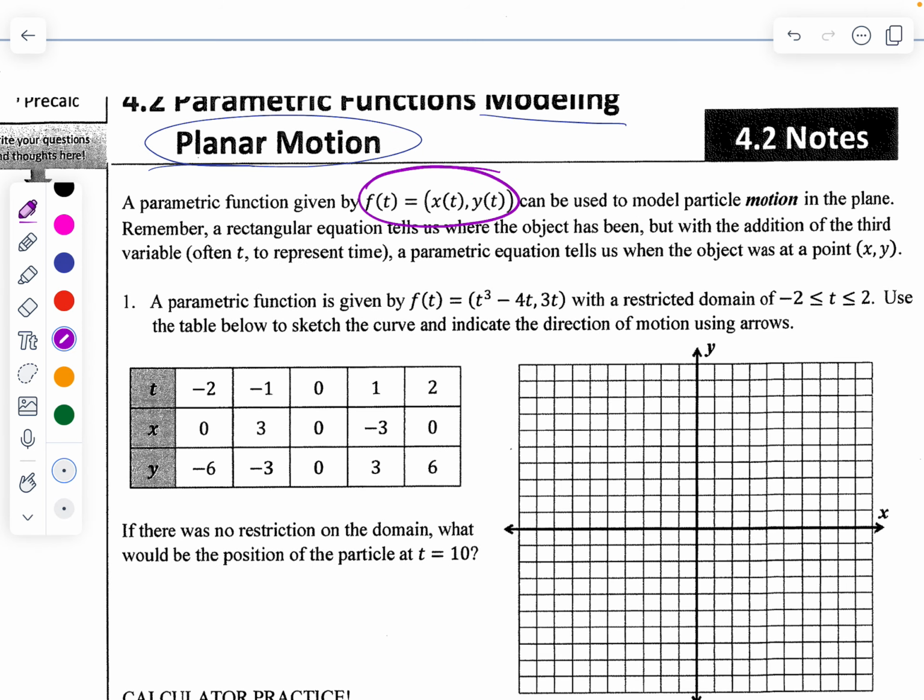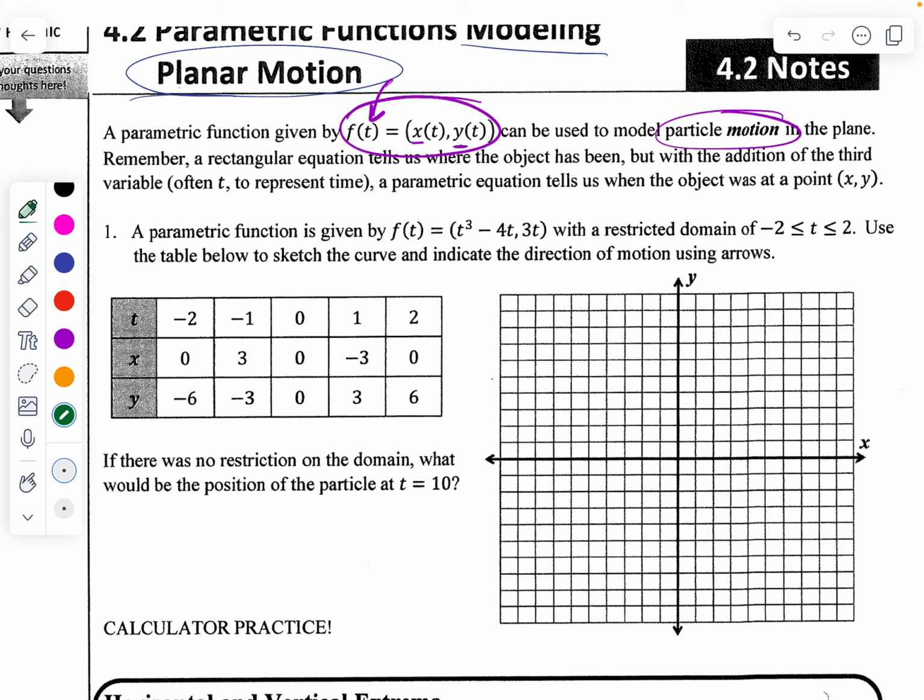So remember, just like you learned yesterday, we have parametric equations where t is our input, our independent variable, and we have two outputs or dependent variables, x and y. This shows us how particle motion happens in the xy plane. So if we have a parametric function given here, where of course this first part is our x of t, and the second part here is your y of t, and we do have a restricted domain. So the domain of t is between -2 and 2.